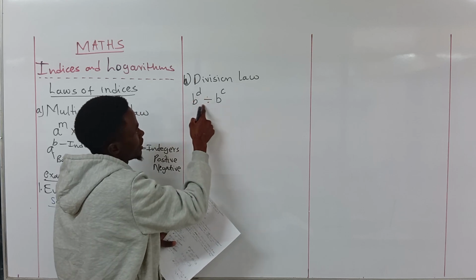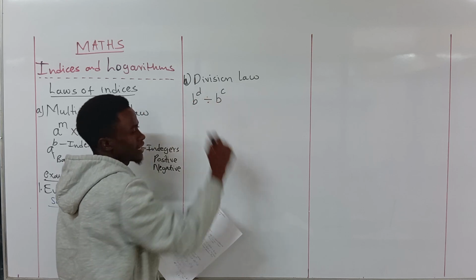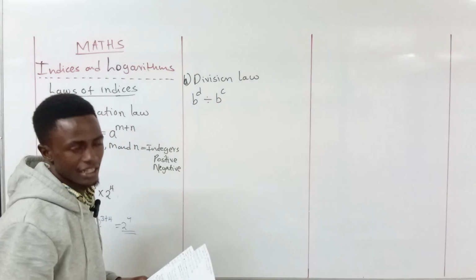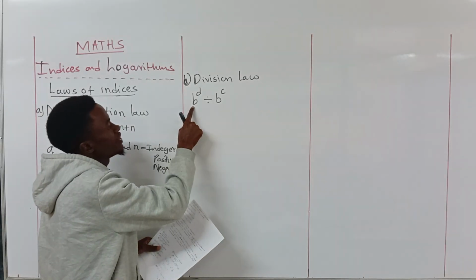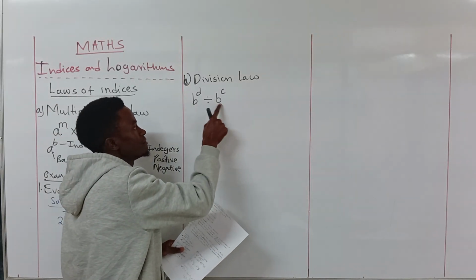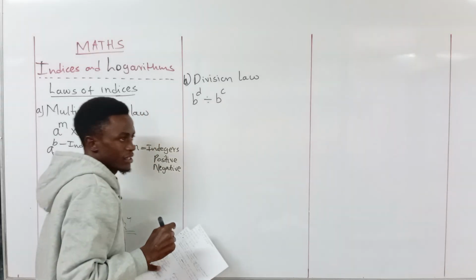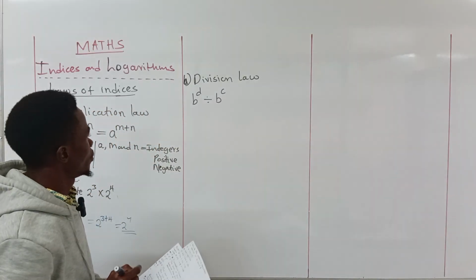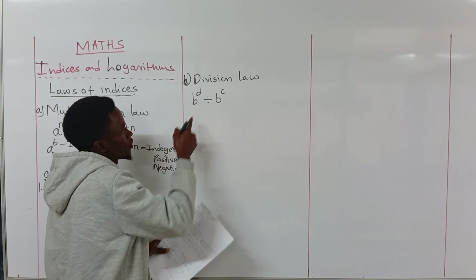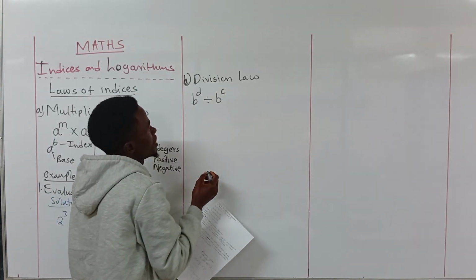b raised to d divide b raised to c. So all these letters are going to be just integers. And for our case, they must have the same base. If the bases are different, then they cannot be done using the laws of indices, but you're going to use a different method.